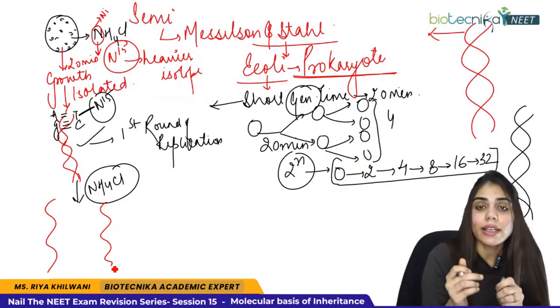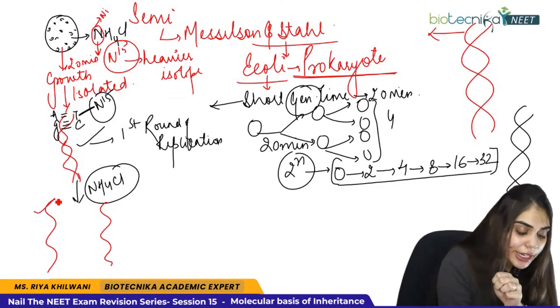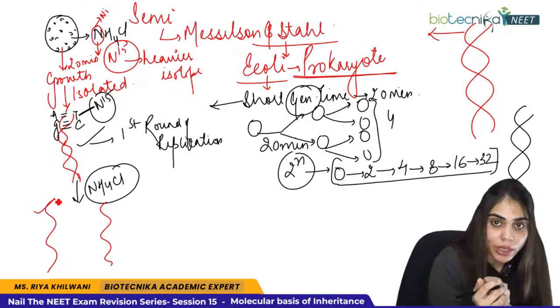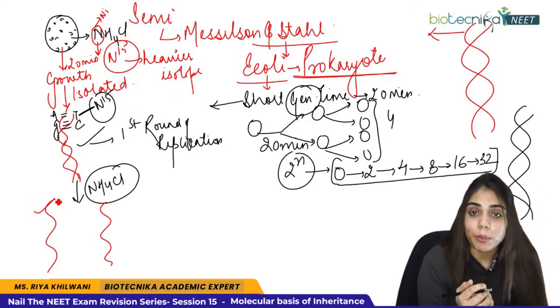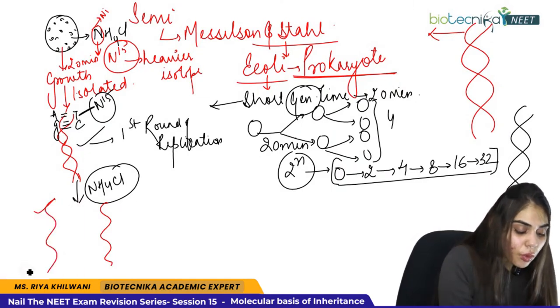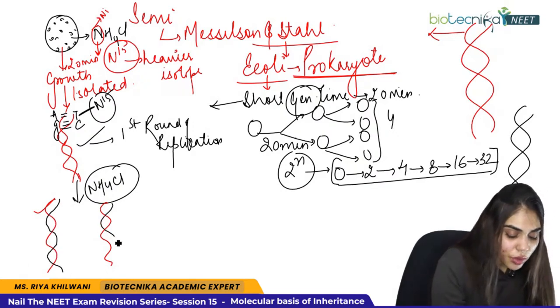And now what will happen? These too act as template strands. This is called the template strand. Now again, one more strand will be formed on this, and only then will the DNA be complete. That's how the DNA will be completed. So what will happen after 20 minutes? One more DNA chain will be formed, like this.